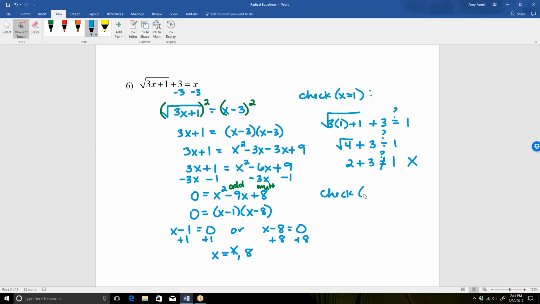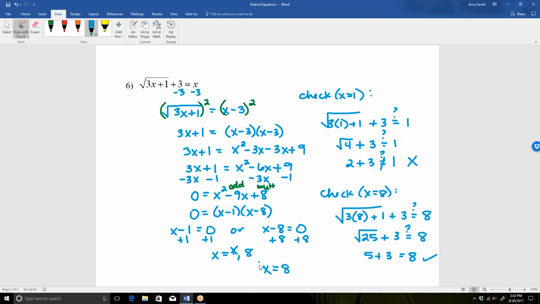Okay, now let's check x equals 8. So I'm going to plug 8 in. All right, so I'm getting the square root of 25 plus 3 equals 8. 5 plus 3 equals 8. Yep. Okay, so 8 is a solution. So 1 was extraneous, but 8 is a solution. And so our solution to this radical equation is x equals 8.